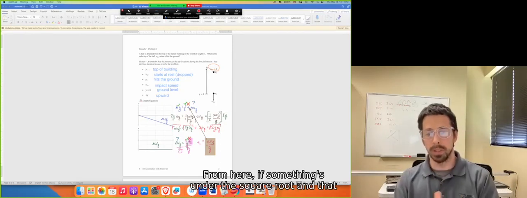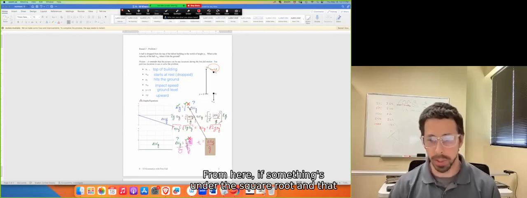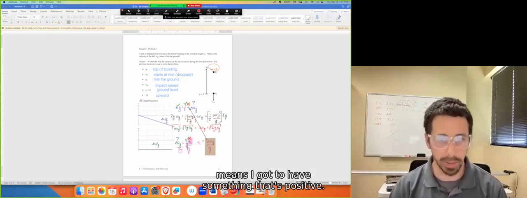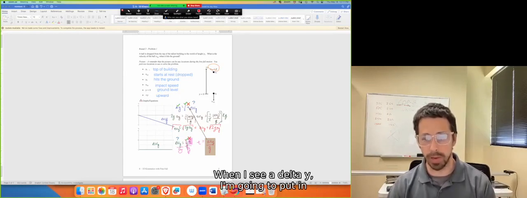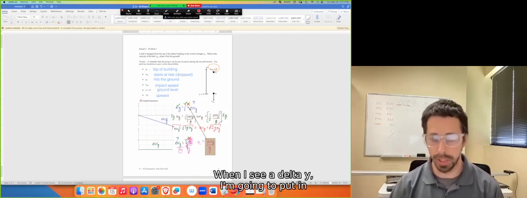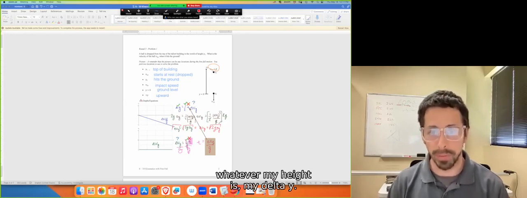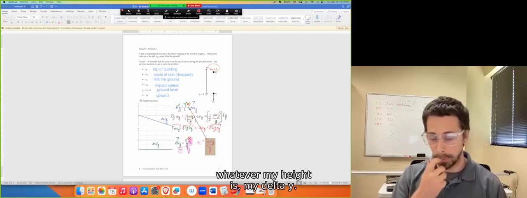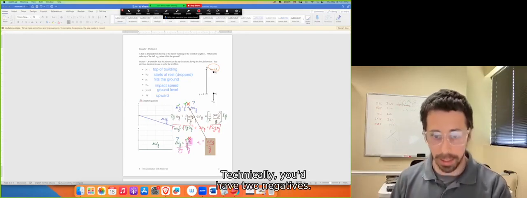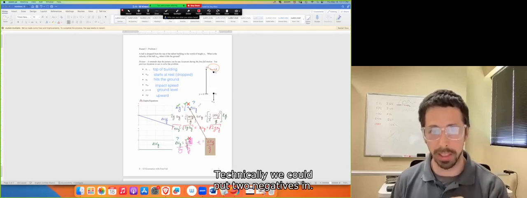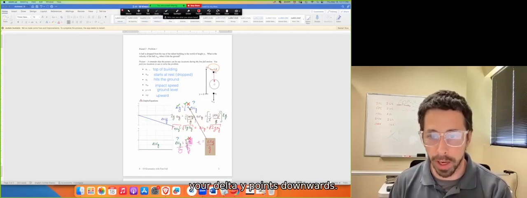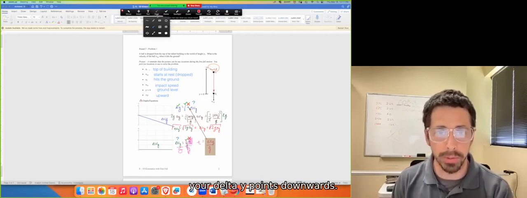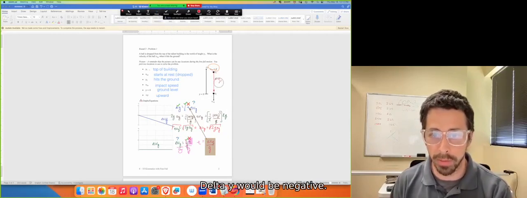Okay. From here, if something's under the square root, that means I gotta have something that's positive. So when I see g, I'm gonna put in 9.8. When I see a delta y, I'm gonna put in whatever my height is, right? My delta y. Technically, you'd have 2 negatives. Technically, we could put 2 negatives in. By that, I mean your delta y points downwards. Delta y would be negative, right?